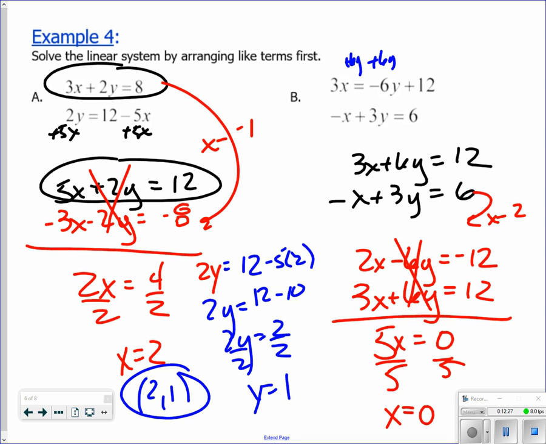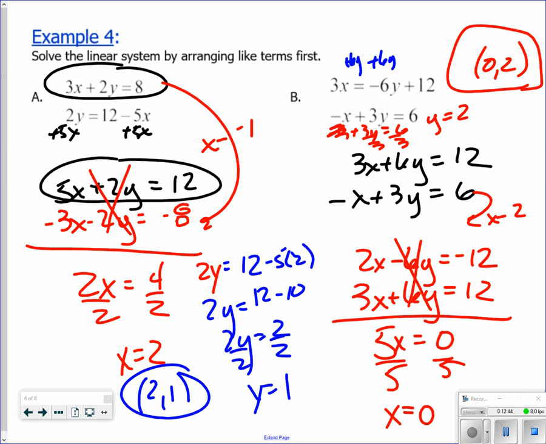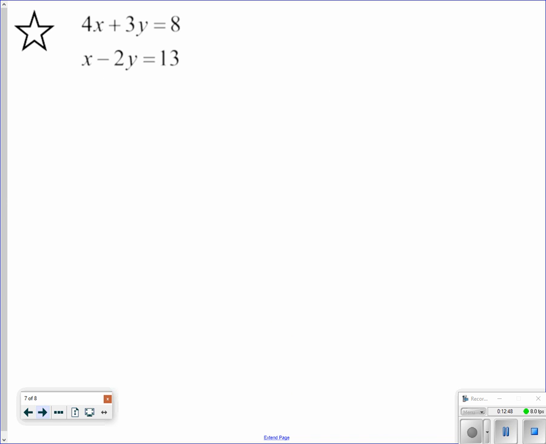So now I'm going to put 0 back into one of the original equations, and I'm going to use the bottom one. So -0 plus 3y equals 6. Well, -0 is just 0. So divide by 3, y would equal 2. So these two intersect at the point (0, 2). Hit pause for a second, and you try.